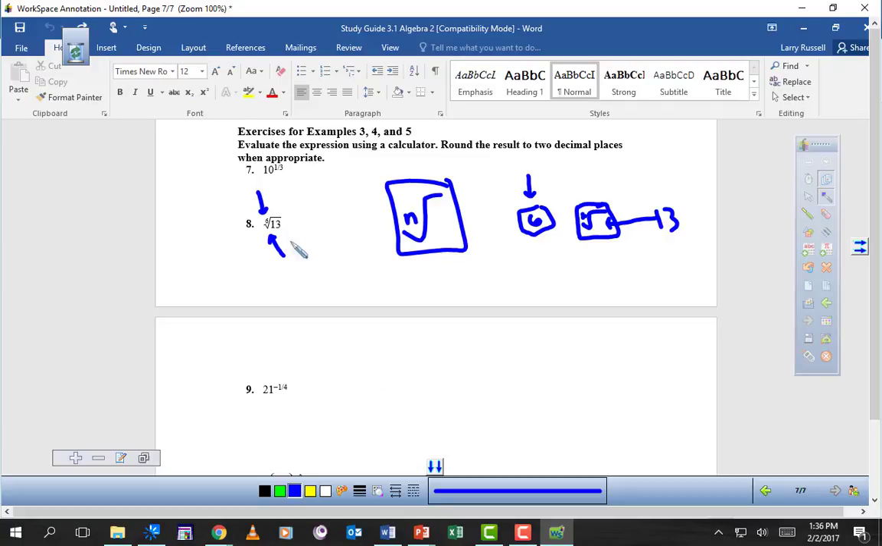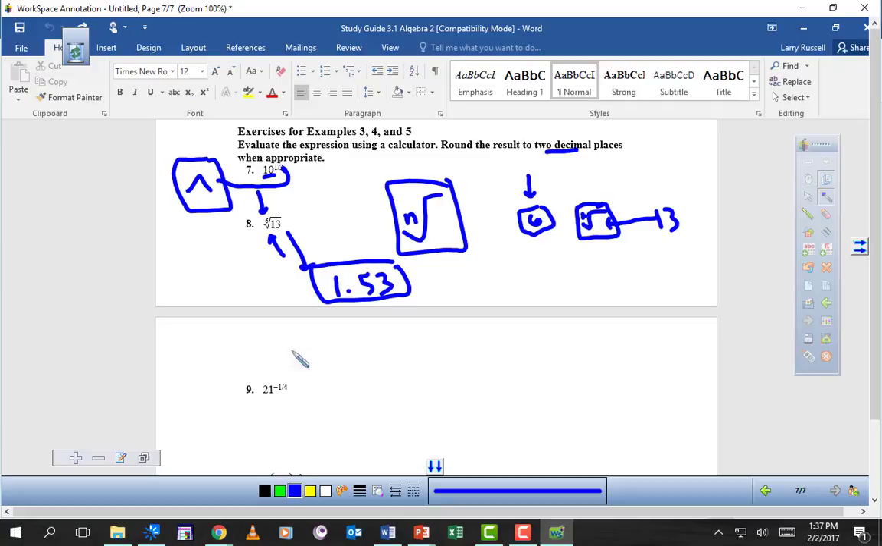So, did you guys get number 8? You should get, we're going to go to 2 decimal places, right? What did you get? 1.53. Okay. Now, this one's pretty easy. You just use the caret button, okay? And then put in that exponent, okay? What do you get on that one? 10 to the 1/3 power.